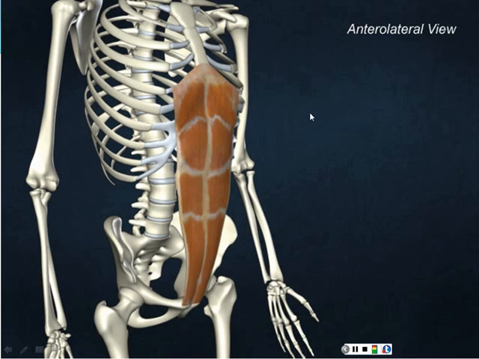So let's watch some videos of these abdominal muscles.